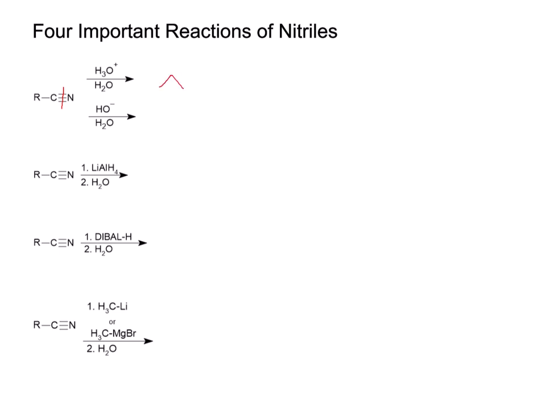So in the top example, we're going to get a carboxylic acid. And in the bottom example, because we're in a basic solution, we're going to get a carboxylate anion. And once again, this is just hydrolysis.